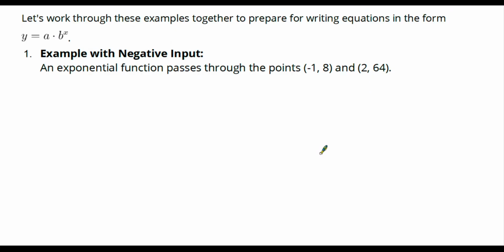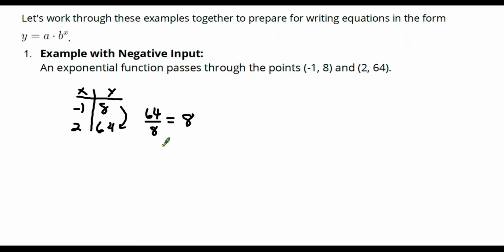All right, now let's look at those 4 examples that are on your notes. This first example is actually really similar to that one that we just did from the book. So the 2 points that I have, -1, 8, and 2, 64. Okay, so I want to find the growth factor between these given points. So I'm going to take my value and divide by the previous value. So 64 divided by 8 is 8. So 8 is my growth factor over an interval of 3, right? To go from -1 to 2, I'm increasing by 3.